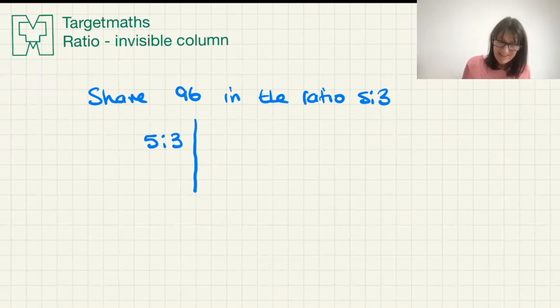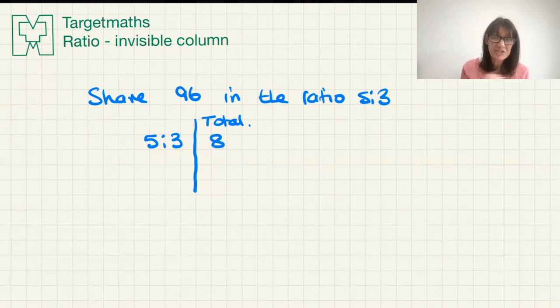That's kind of what's happening. So if I'm sharing this total of 96, I could label this side total. Okay. Now, before I write my 96, I'm actually going to put the total of my ratio in. The total of my ratio is 8. The total, however, in my question is completely different. It's 96.